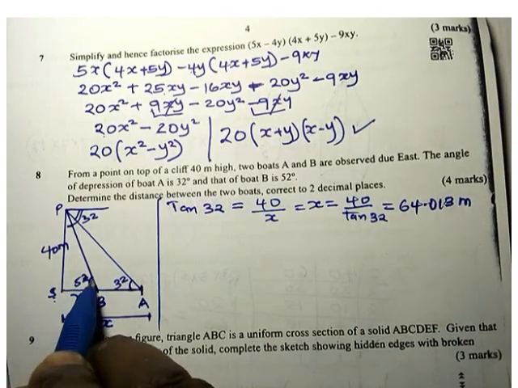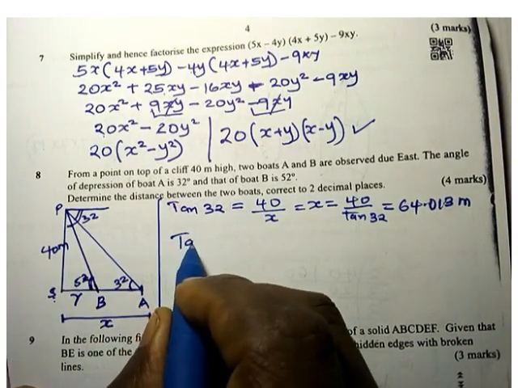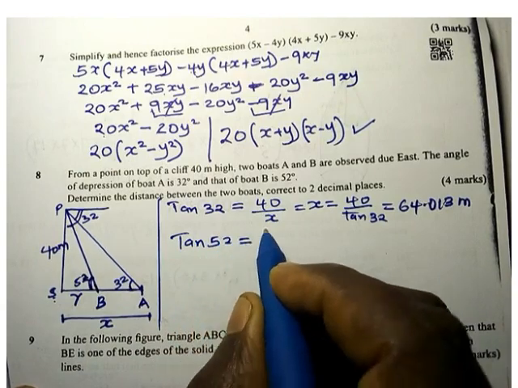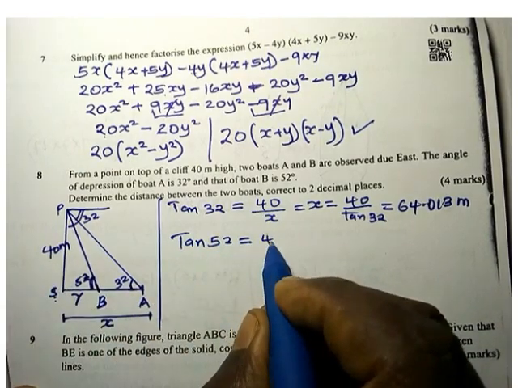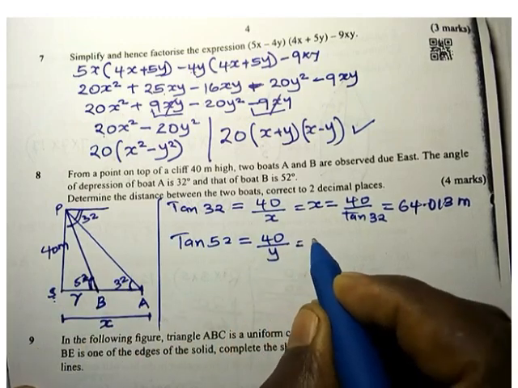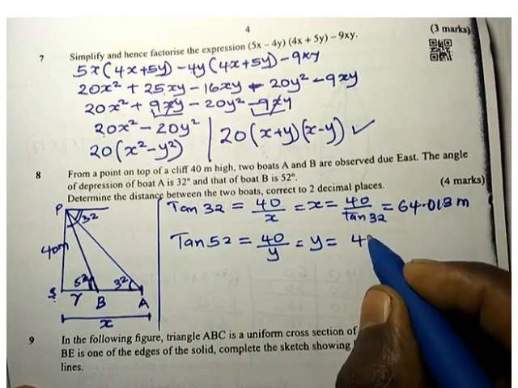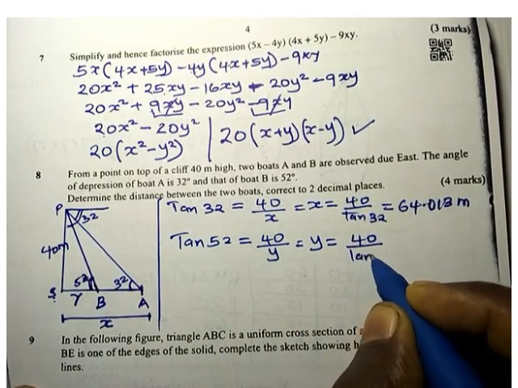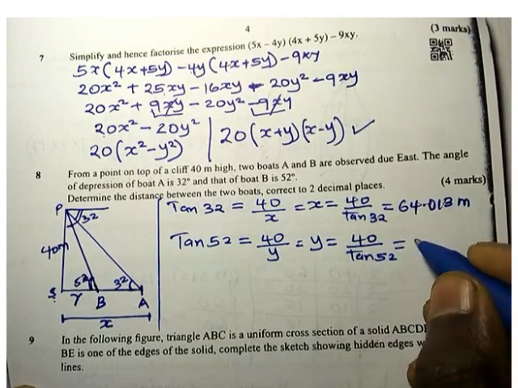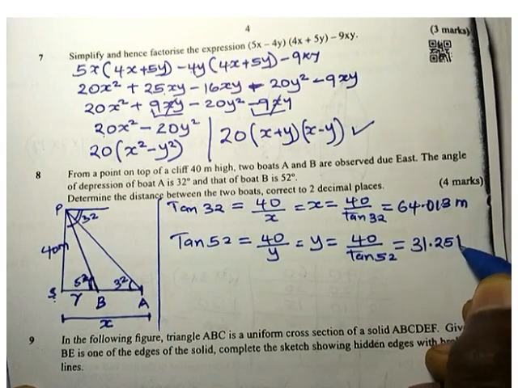We have this angle here, and they are sharing the height. So tan 52 is equal to opposite, which is 40, divided by Y. So Y is going to be 40 divided by tan 52. And this one will give us 31.251.